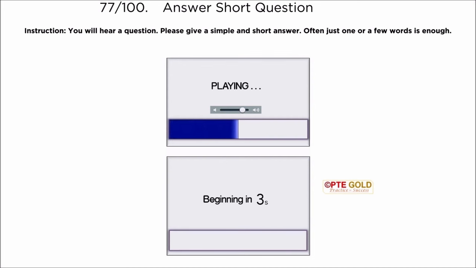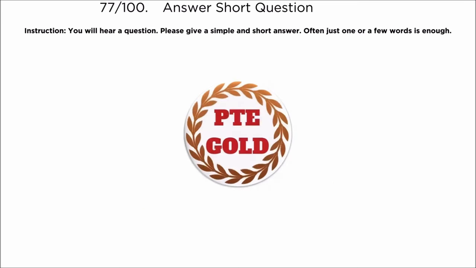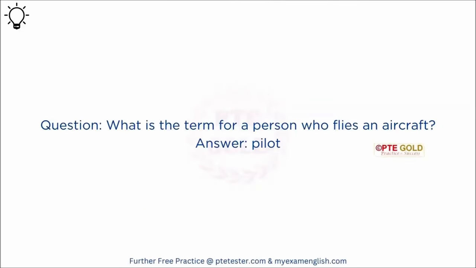What is the term for a person who flies an aircraft? Pilot.